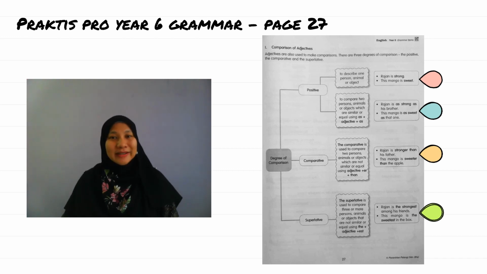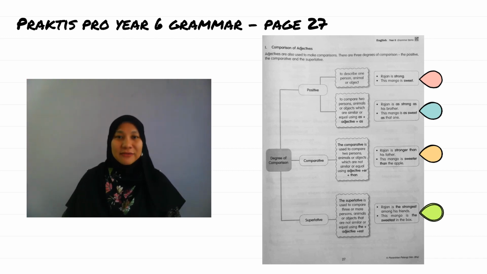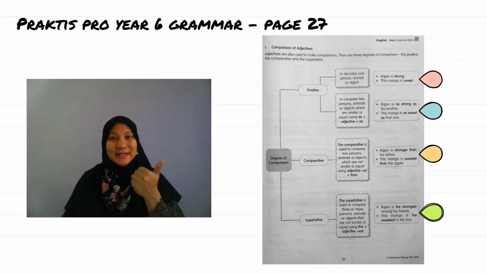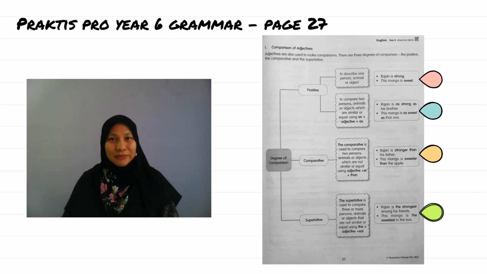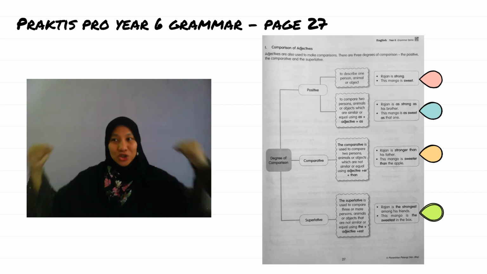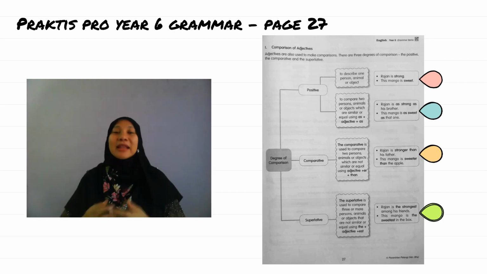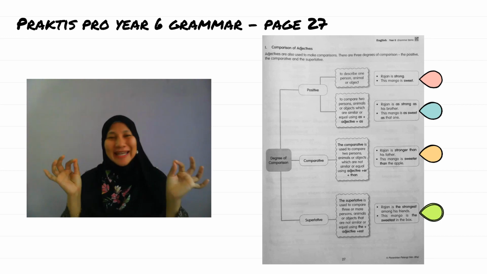For the pink point, it is a sample of adjectives used to describe a person, animal, or object. Example, Rajan is strong. The mango is sweet.